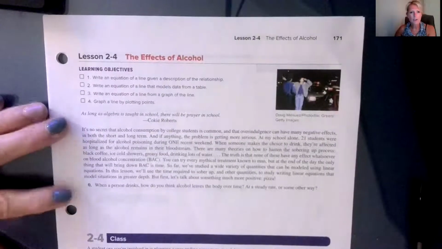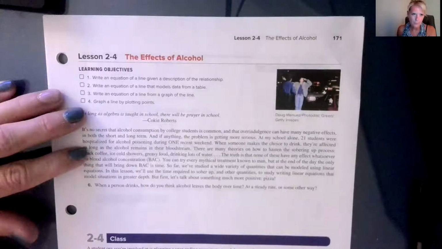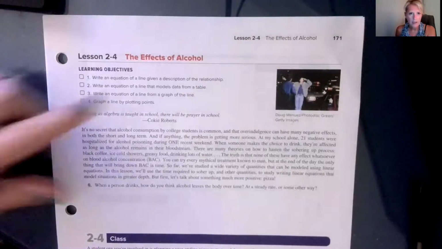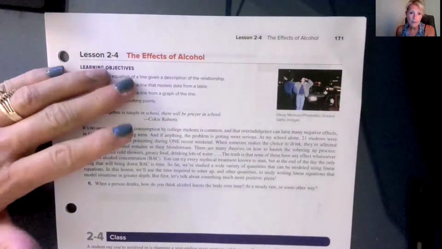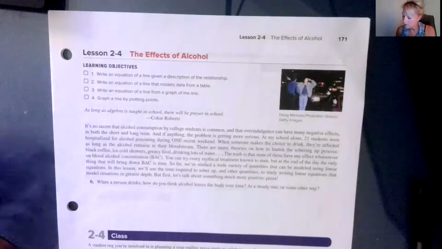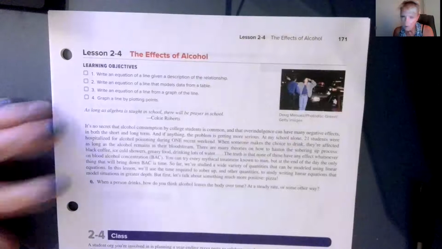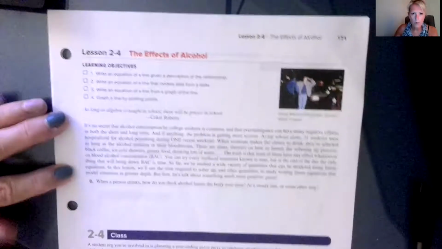So today we're going to work on lesson 2-4. It's going to be 3 parts. In the first part, the title of the lesson is the effects of alcohol, but the first part we're going to work on has to do with pizzas. So let's look at our quote of the lesson.